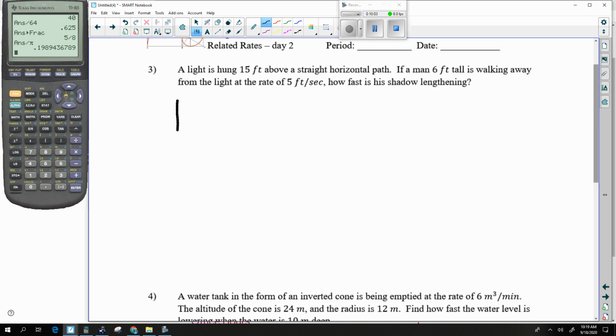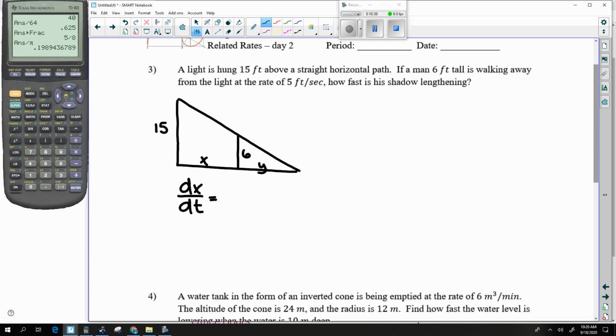So a straight light is hung 15 feet above a straight horizontal path. Notice how that height doesn't change. Here's our path. A man 6 feet tall is walking away from the light. So here's an x and here's y. y is the shadow, x is the guy walking. And so the x is increasing. So the only thing that is really changing in this is dx, and that is at 5 feet per second.